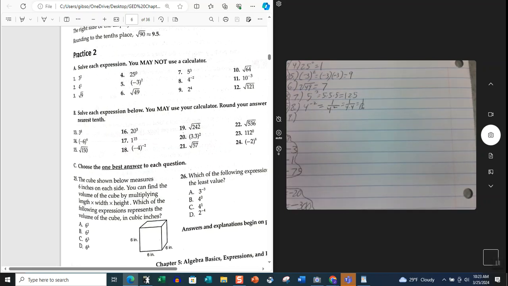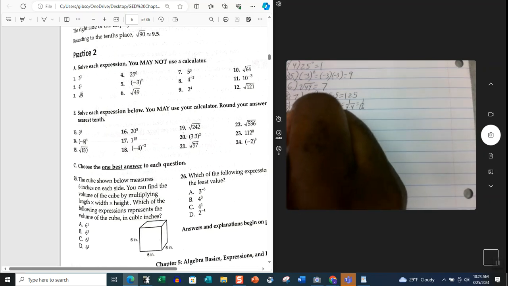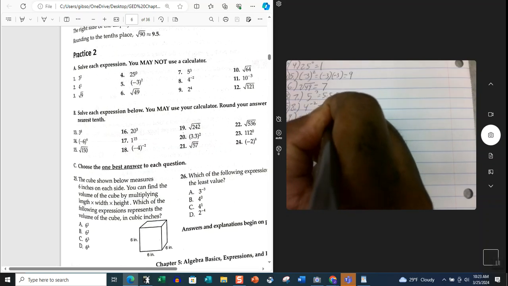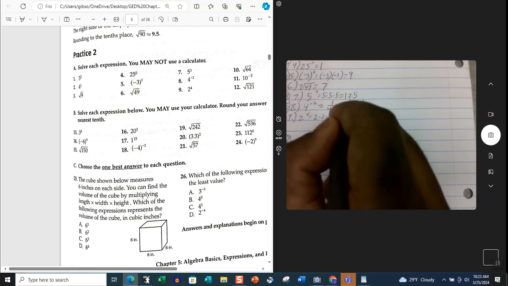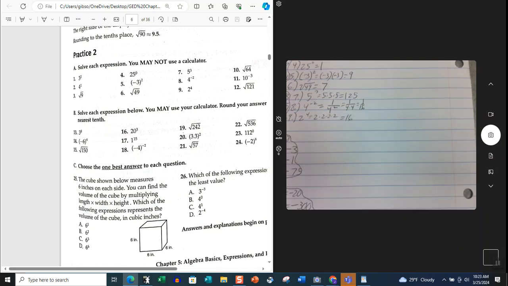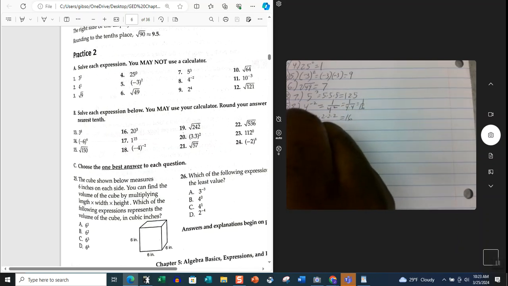Okay, number 9. 2 to the 4th power. That's 2 times 2 times 2 times 2. 2 times 2 is 4, times 2 is 8, times 2 is 16. Number 10.